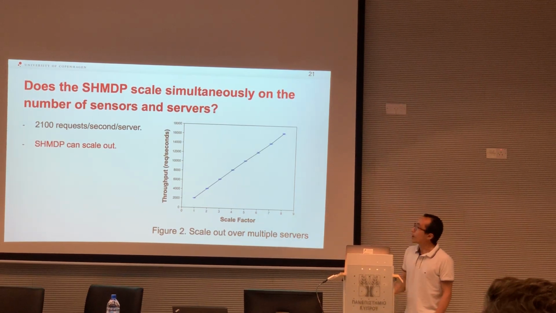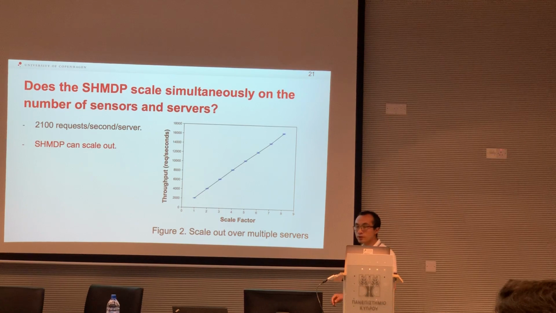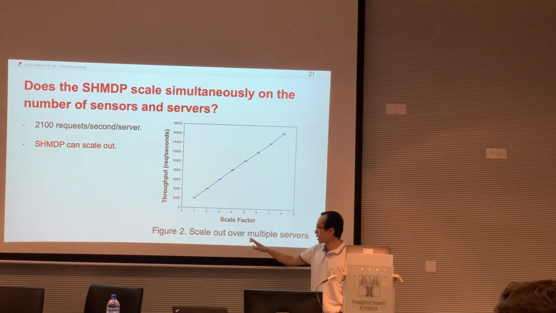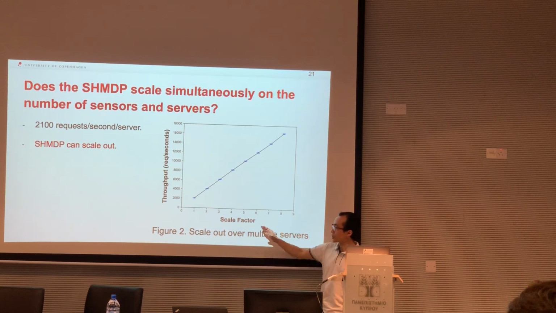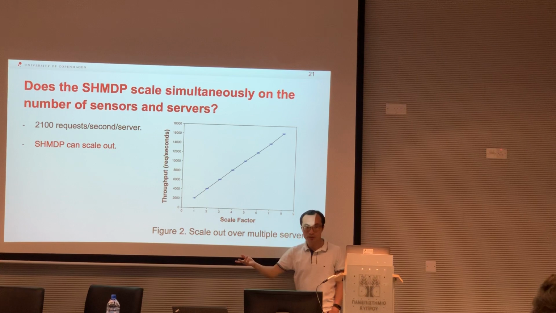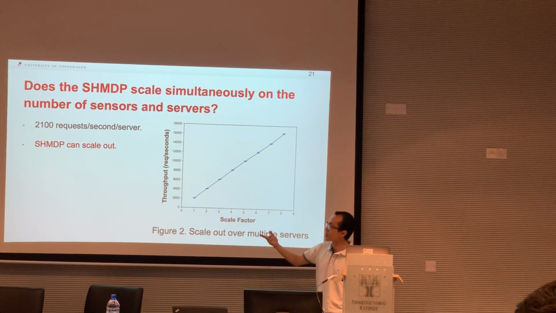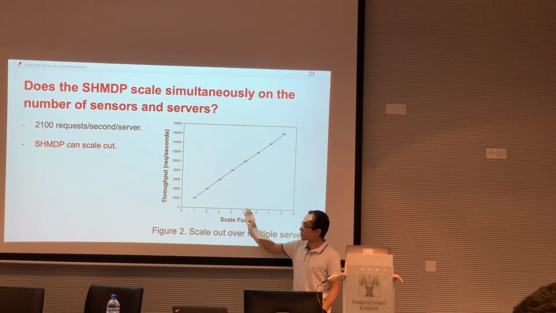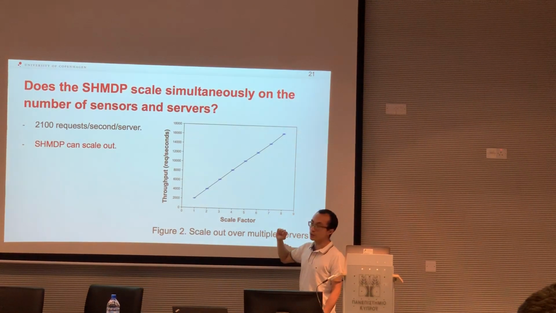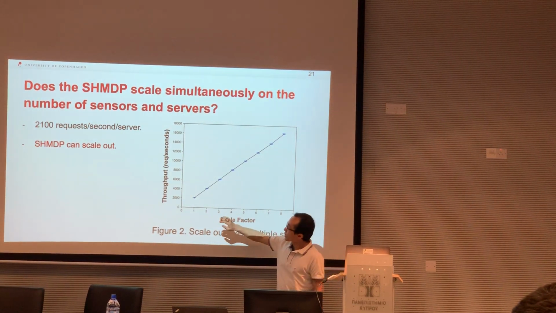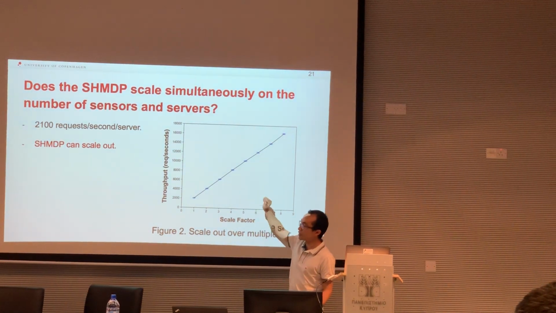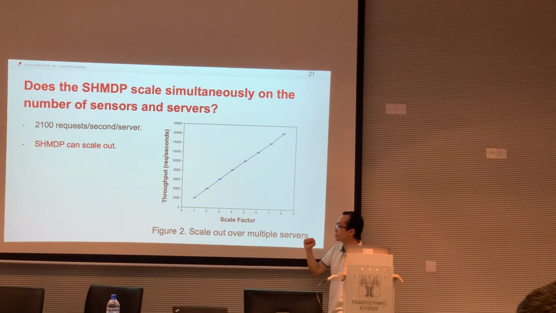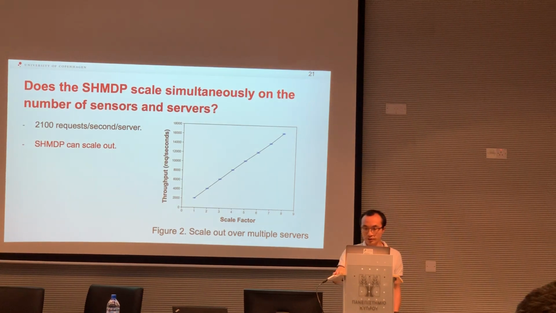The second experiment is that we try to scale out to multiple servers. The x-axis here is the scale factor, basically adding servers and correspondingly increasing the number of simulated sensors. So we are scaling both the number of servers and the number of sensors. You can see that the throughput actually scaled pretty well, linearly over the number of sensors and also the servers.